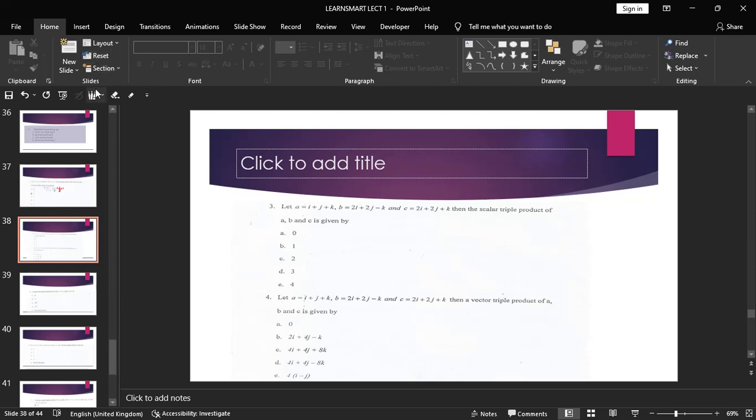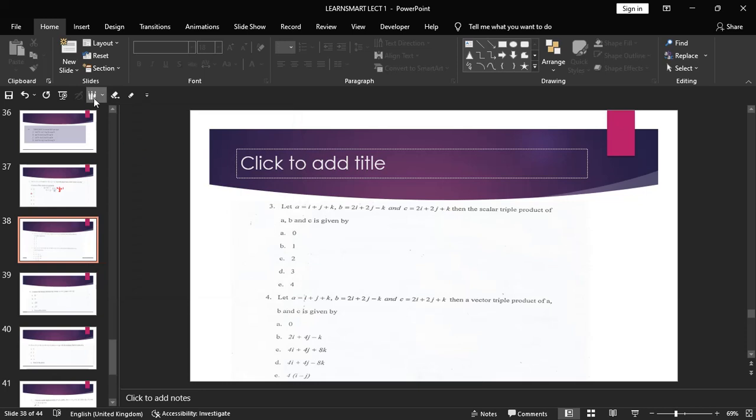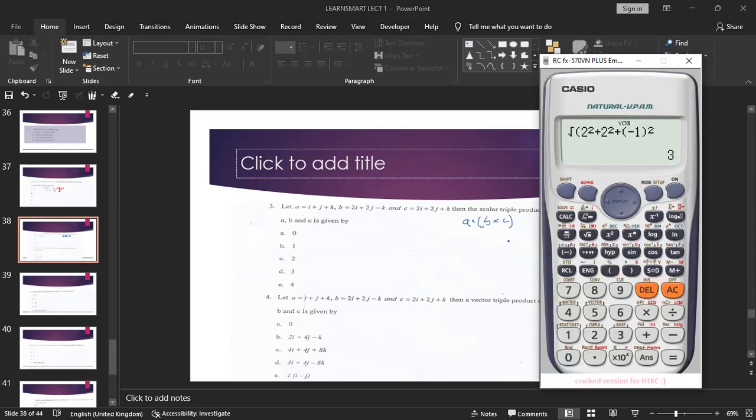And then we know that a scalar triple product is A dot, in brackets, B cross C. This is your scalar triple product. You can solve this using your calculator. There's no need to go the manual approach. So let's do the same thing with your calculator.